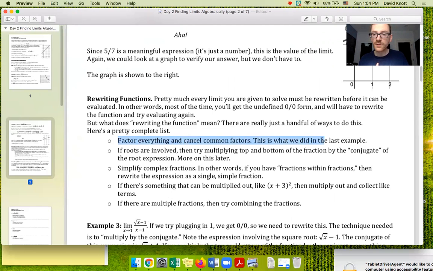This is the first one. It's the one that we just did: factor everything and cancel common factors. This is really common. If you see square roots floating around in the expression, then what you'll have to do is multiply top and bottom of the fraction by the conjugate of the root expression. I'm going to go into more detail on this later, but this is a tricky one. This is the one that students have a lot of trouble with.